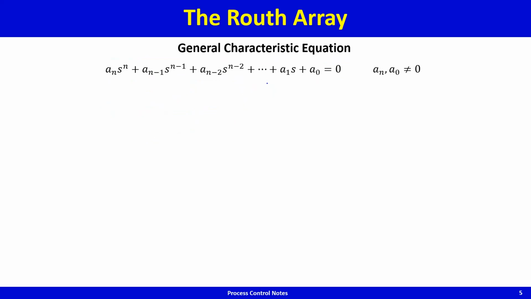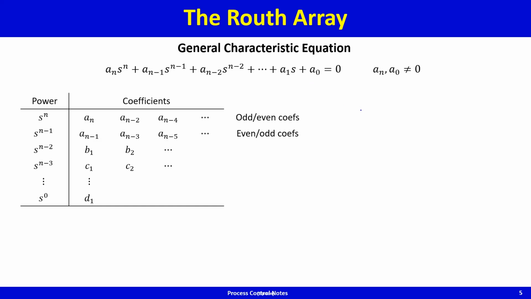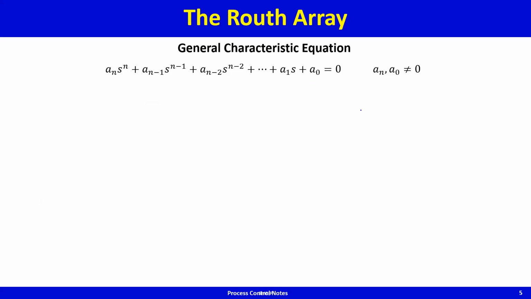So this is the general characteristic equation for a dynamic system. You write down the characteristic equation. For a closed loop system, some of these coefficients may be functions of, for example, Kc. So what you do is prepare the Routh array. The Routh array is a bunch of rows: s to the power n, s to the power n minus 1, s to the power n minus 2, and what you do is fill in the blanks. The s to the power n row will have coefficients of s to the power n.